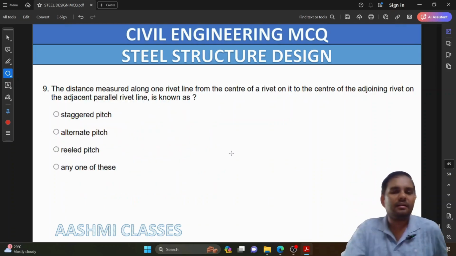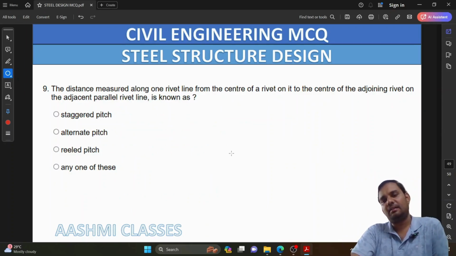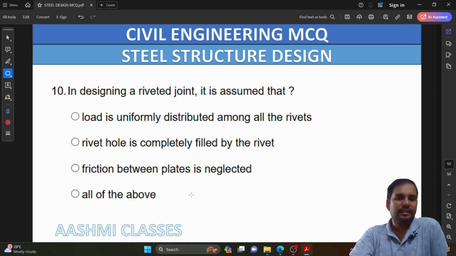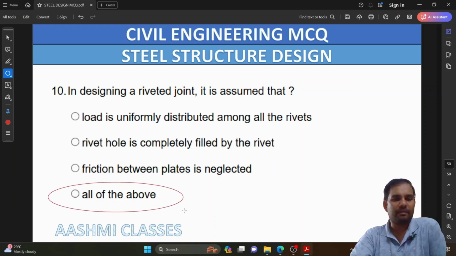The distance measured along one rivet line from the center of a rivet to the center of the adjoining rivet on the adjacent parallel rivet line is known as staggered pitch, alternate pitch, reeled pitch. So answer will be any of these. In designing a riveted joint, it is assumed that load is uniformly distributed, correct. Rivet hole is completely filled, correct. Friction between plates is neglected, all of the above.